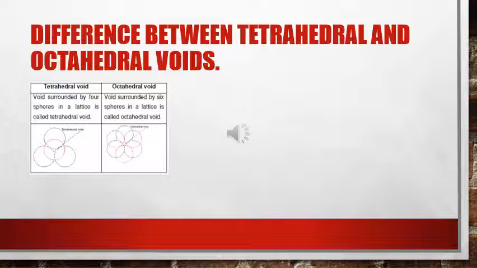How are the octahedral voids formed? If the third layer is placed over the void of the second layer. If the second layer is placed over the void of the first layer, it is tetrahedral. When you keep the second layer, another new void will be formed. So when you keep the third layer over the void of the second layer, octahedral voids are formed.